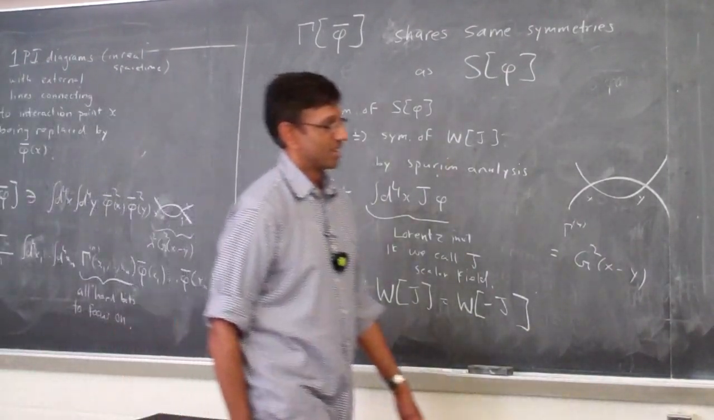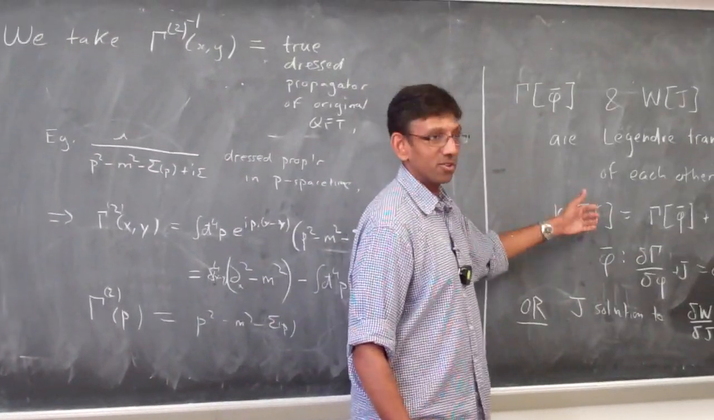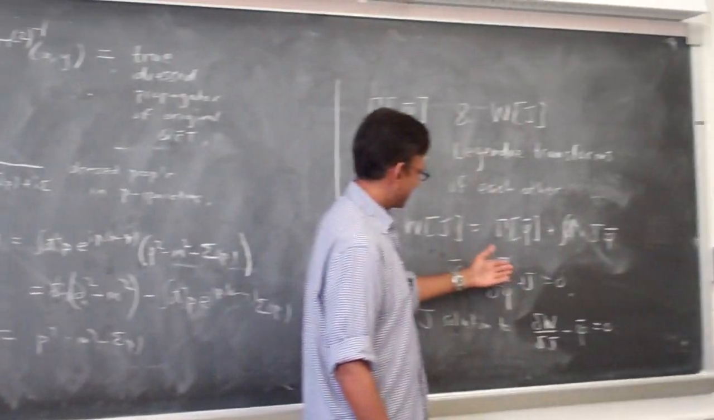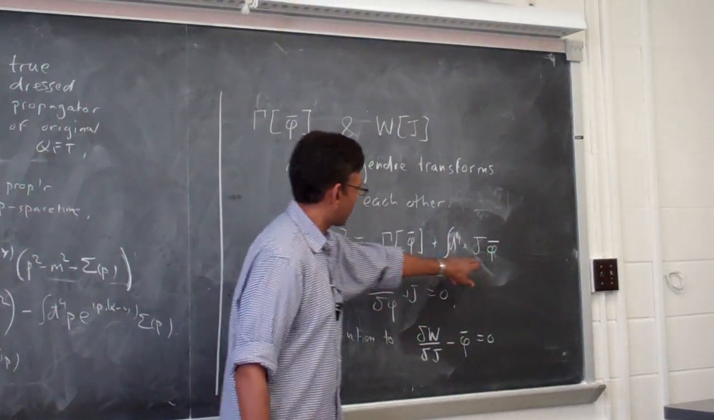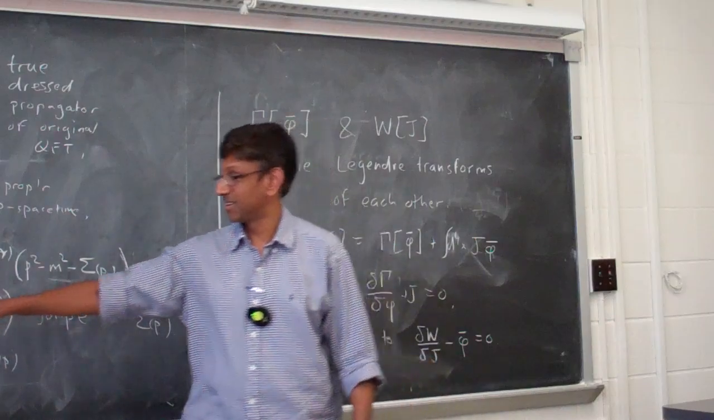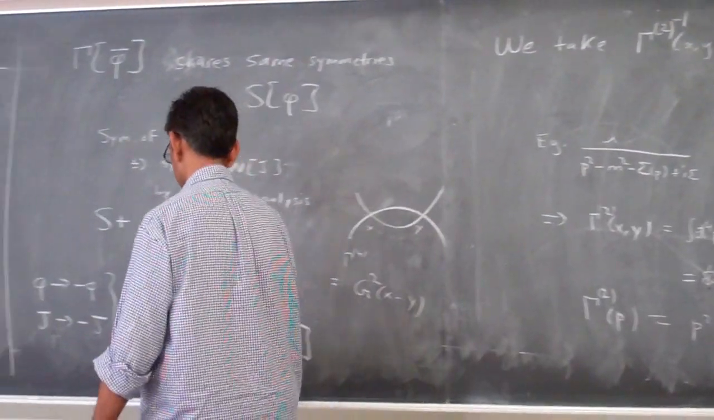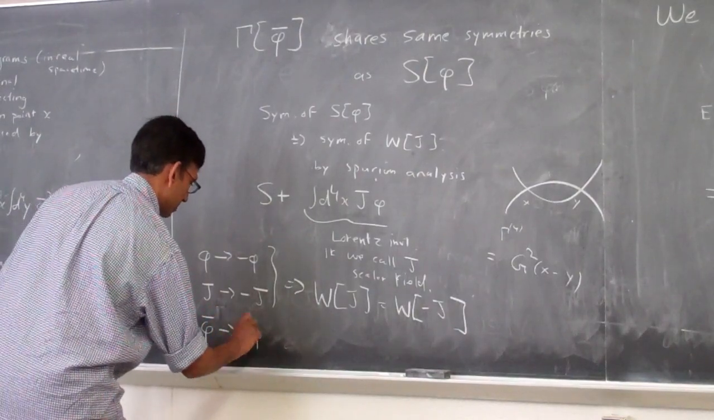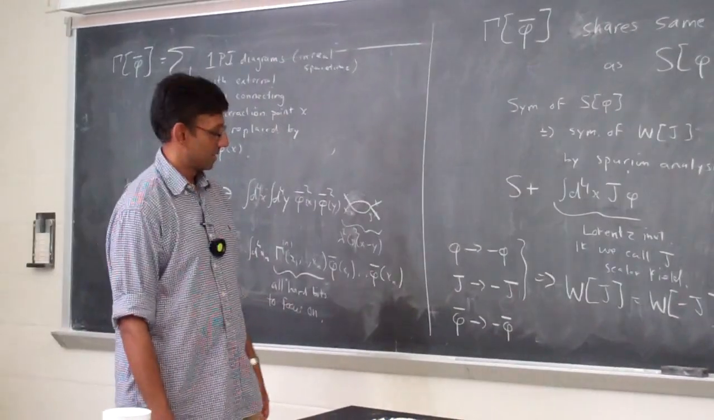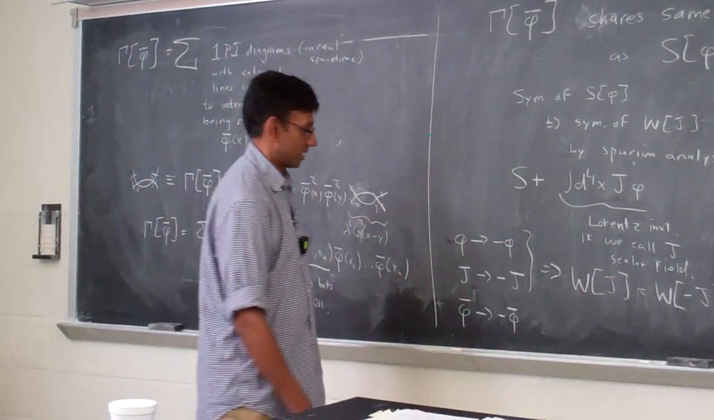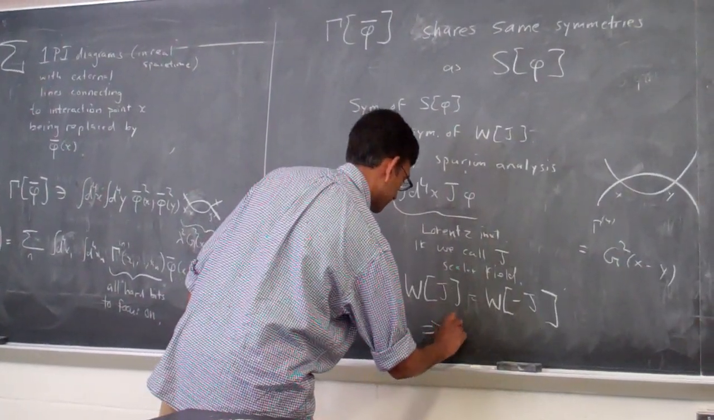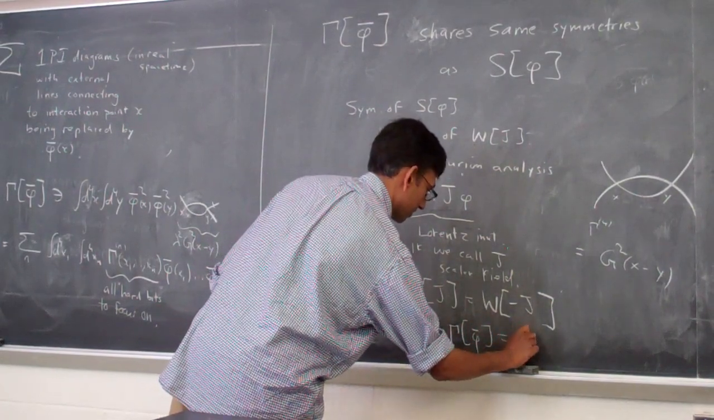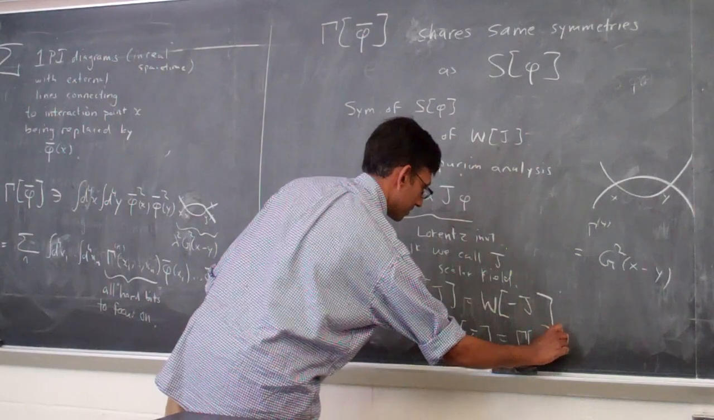But again, this Legendre transform, if I assign phi bar the same transformation law as phi, then this thing here implies that gamma of phi bar is equal to gamma of minus phi bar.